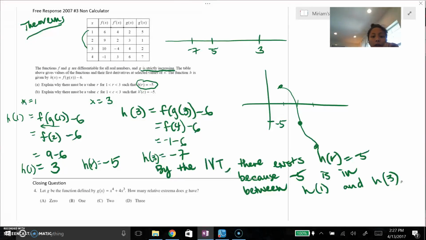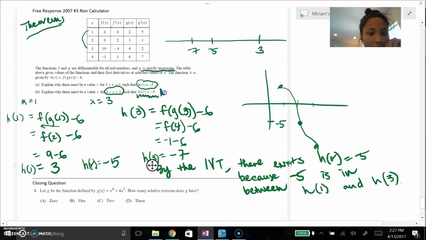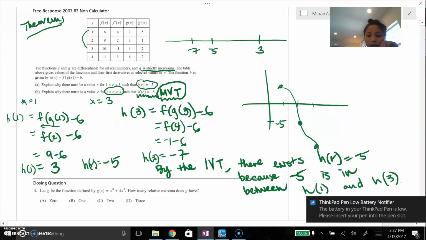Great. Now let's look at B. Explain why there must be a value c between 1 and 3 again, such that the derivative this time is -5. So it's not just a regular number, it's a derivative. Okay, I'm going to give you an idea. This has to use the mean value theorem.